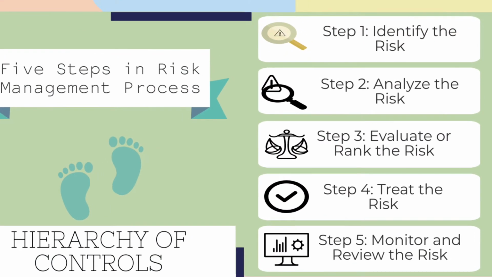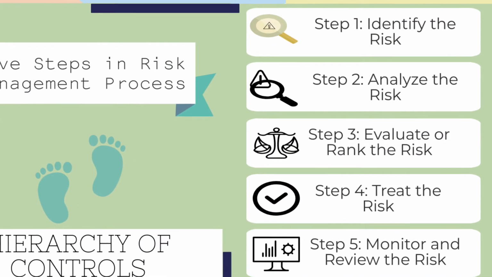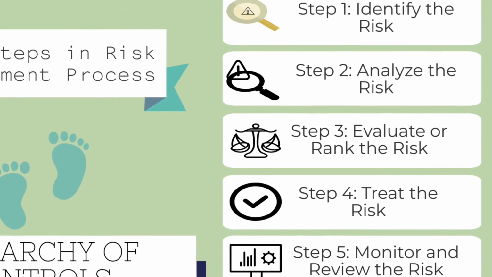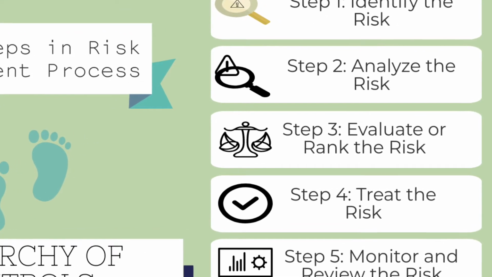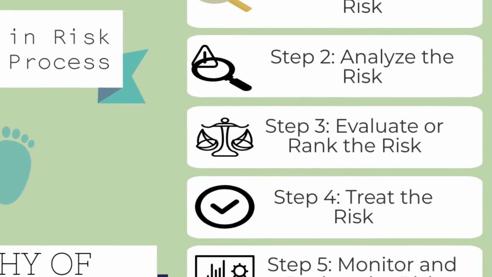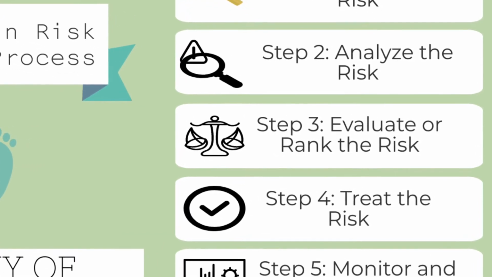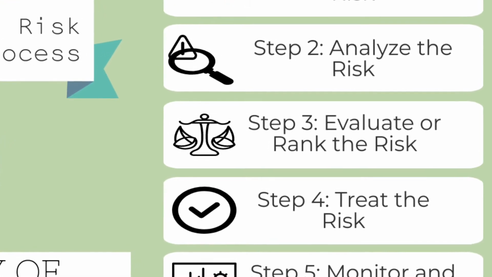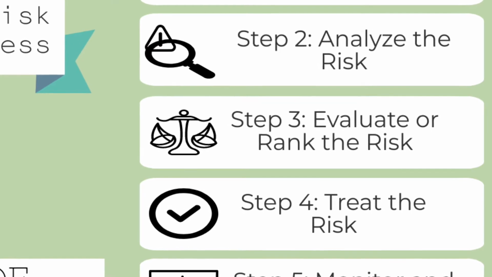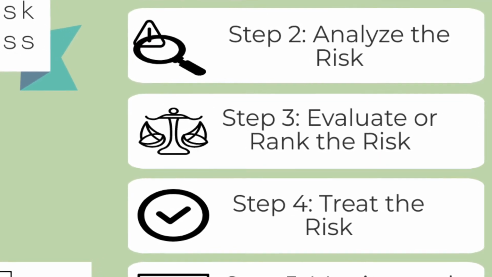Step 3. Evaluate or rank the risk. Risks need to be ranked and prioritized. Most risk management solutions have different categories of risk. Depending on the severity of the risk, a risk that may cause some inconvenience is rated lowly. Risks that can result in catastrophic loss are rated the highest.